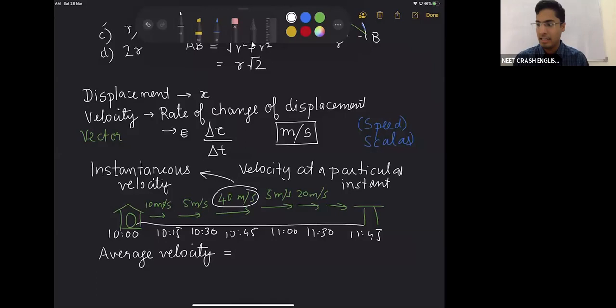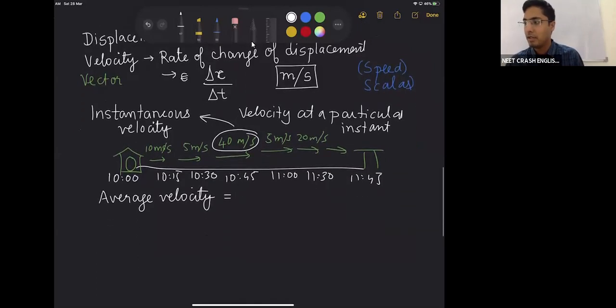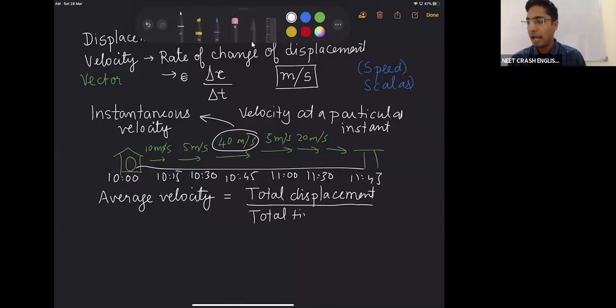Average velocity is defined as total displacement upon total time taken. Okay.